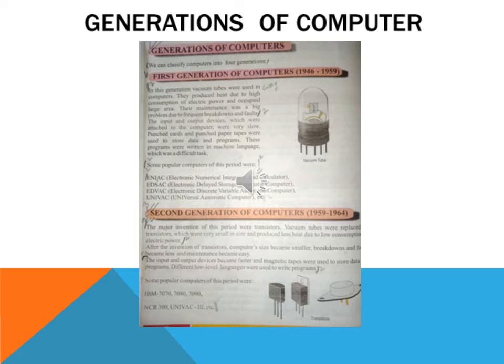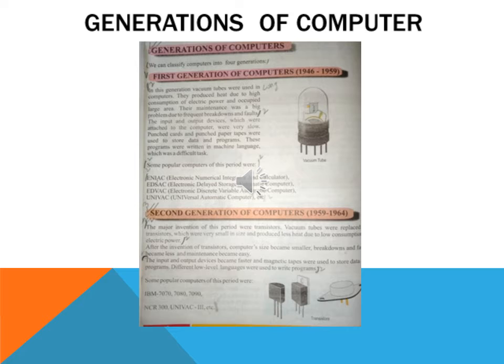Computers can be classified into four generations. The first generation starts from 1946 to 1959. In this generation, vacuum tubes were used in computers. They produced heat due to high consumption of electric power and occupied a large area. Their maintenance was a big problem due to frequent breakdowns and faults.